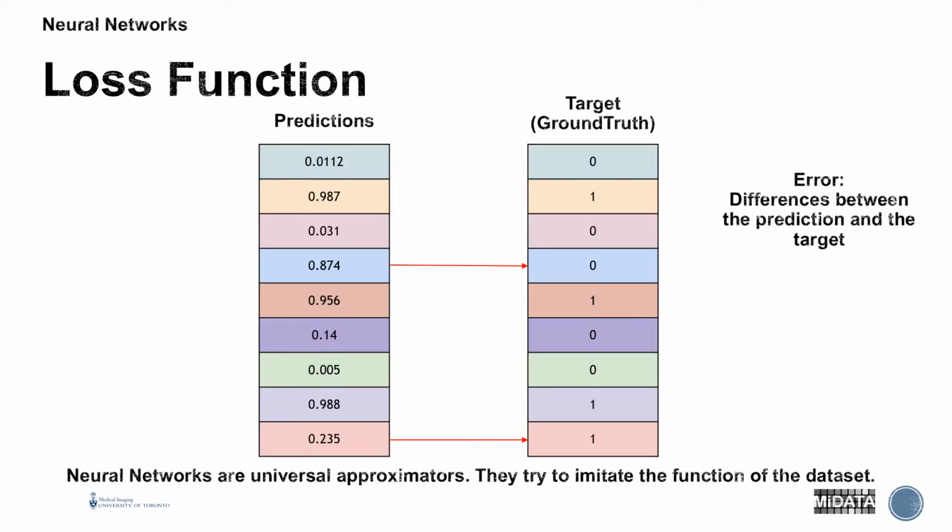Now you'll remember when you switch from a feed forward to a back propagation algorithm that you calculate the error, and you will do so using a loss function. The error will simply be the differences between the prediction and the target, or your ground truth.